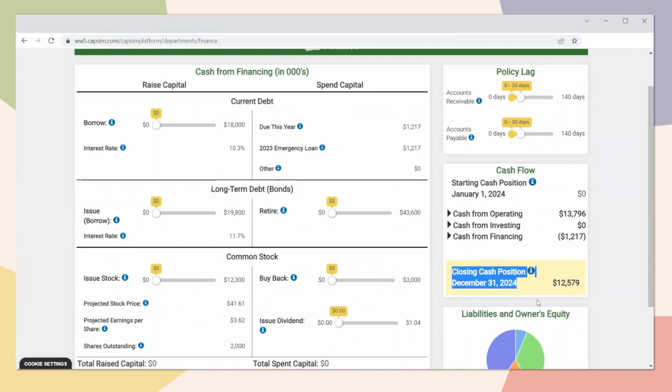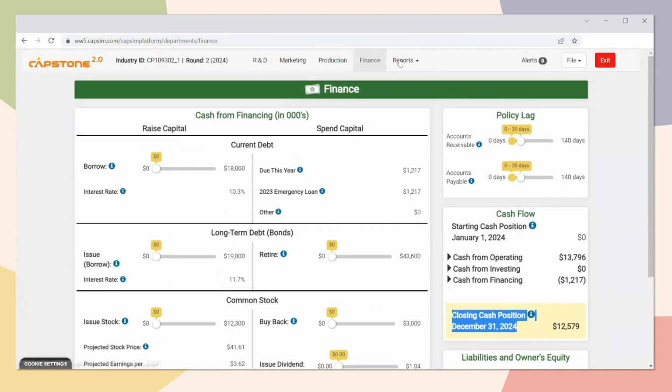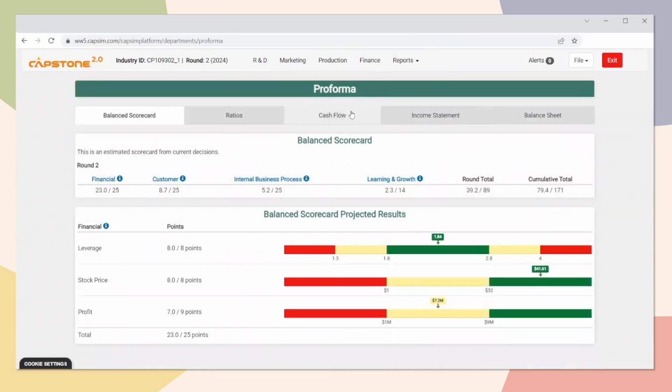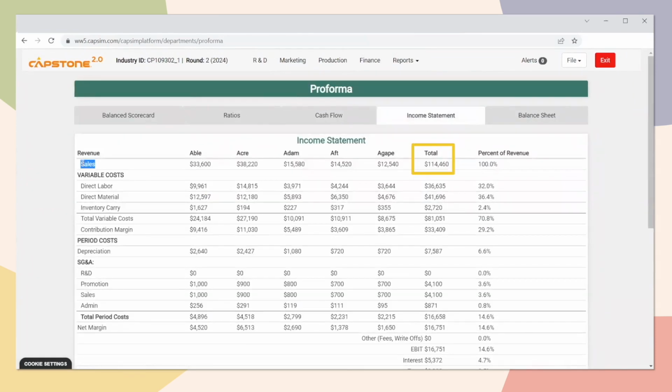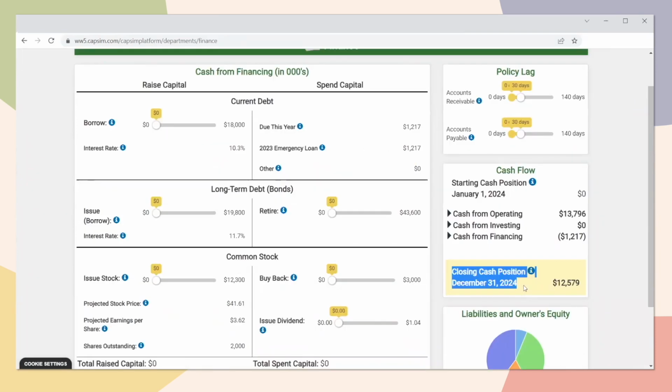A good rule of thumb is making sure that your cash position in the finance department is around 7 to 10% of your total projected sales, which can be found in your pro forma reports. So for an example, if I were projected to sell around $100,000 in this upcoming year, then I would need to have at least $7,000 to $10,000 as my cash position.